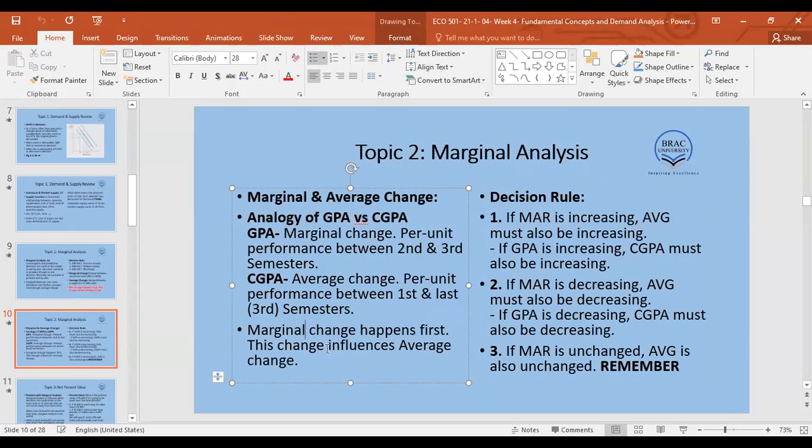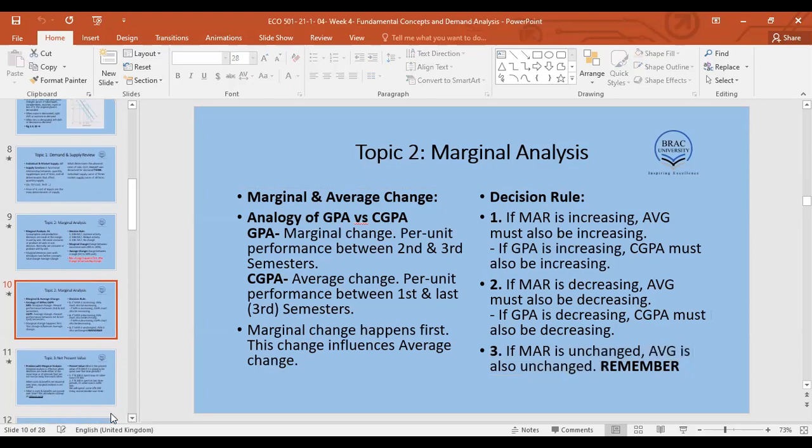And the decision rule is very simple, what we said a little while ago. If marginal is increasing, average must be increasing. So if you say marginal cost, then the next component would be average cost. If you say marginal utility, then the next component will be average utility. Okay, so if marginal remains unchanged, average will also remain unchanged. But this last condition has a particular implication. We'll be looking at that later.